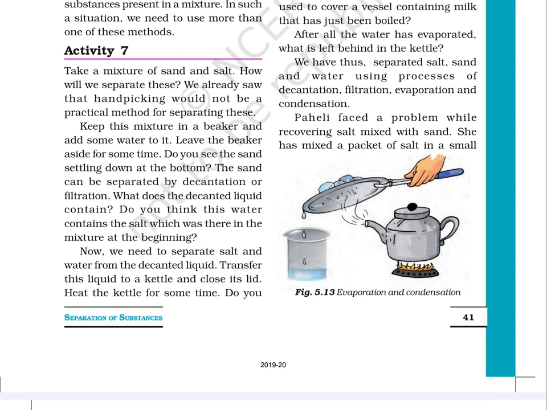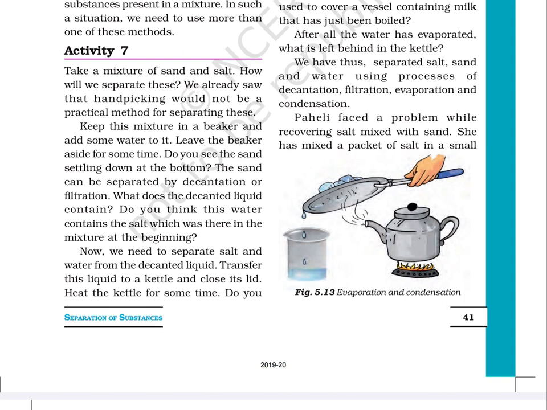The sand can be separated by decantation or filtration. What does the decanted liquid contain? Do you think this water contains the salt which was there in the mixture at the beginning? Now, we need to separate salt and water from the decanted liquid.